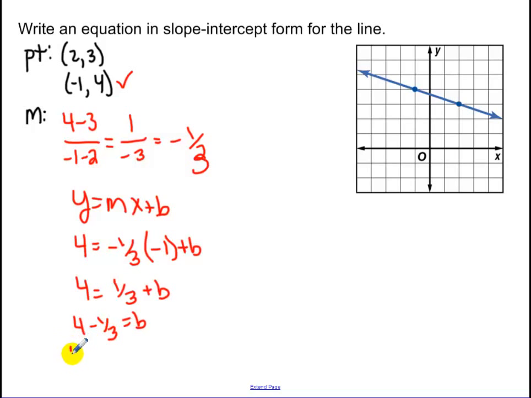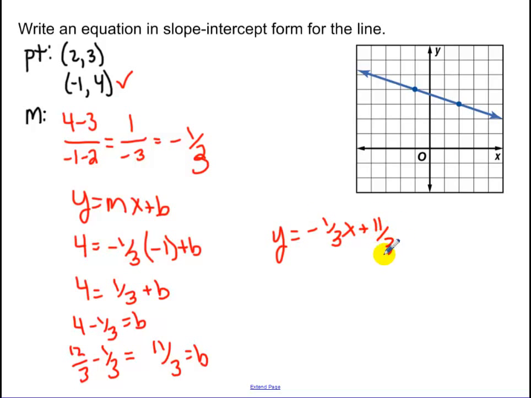Well, 4 is 12/3 minus 1/3. That's 11/3 equals b. So notice how I'm leaving it as an improper fraction. So our equation in slope-intercept form is y equals -1/3 x plus 11/3.